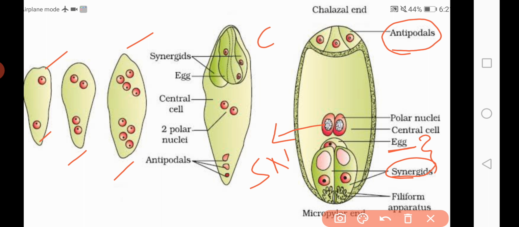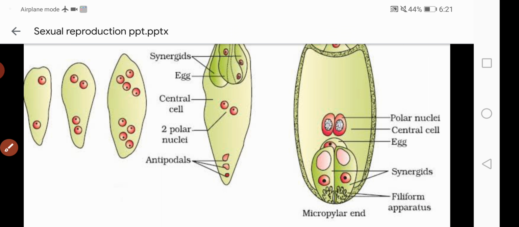In the synergids, there are special cellular thickenings called the filiform apparatus. What is the function of the filiform apparatus? It helps to guide the pollen tube into the embryo sac. Understood? So this is about the formation of the female gametophyte.